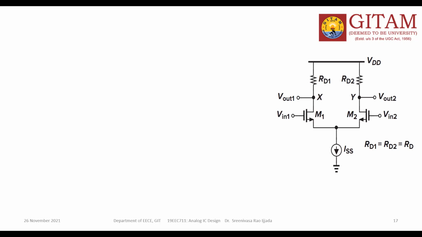So why ISS is required? ISS is a fixed, constant current source. So what is the importance of this constant current source? To bring the symmetry, by making the transistors always keep in the proper biasing, to provide the necessary biasing for the two transistors.